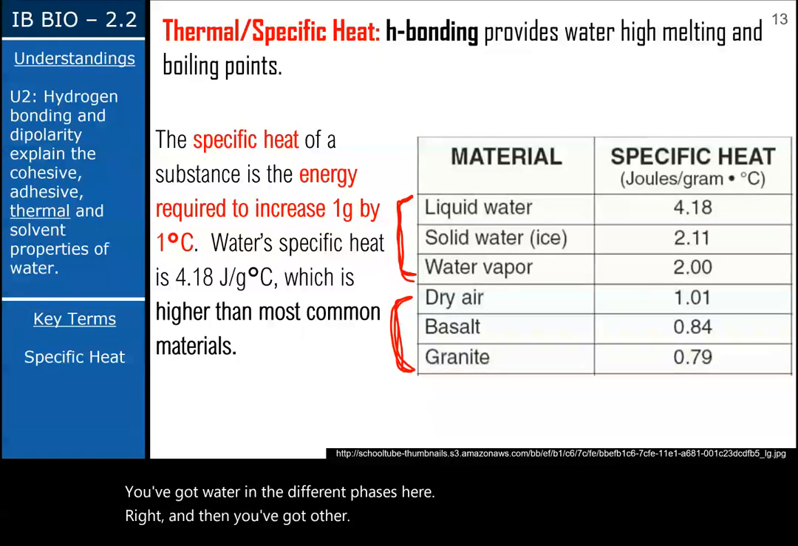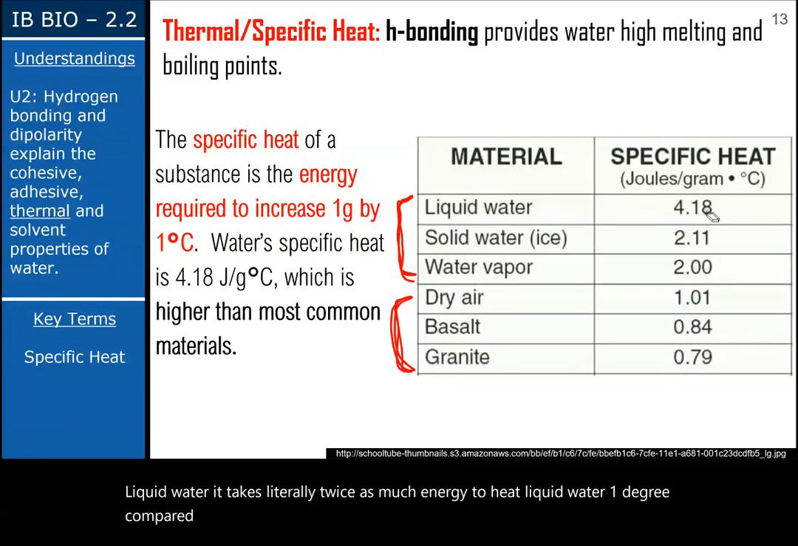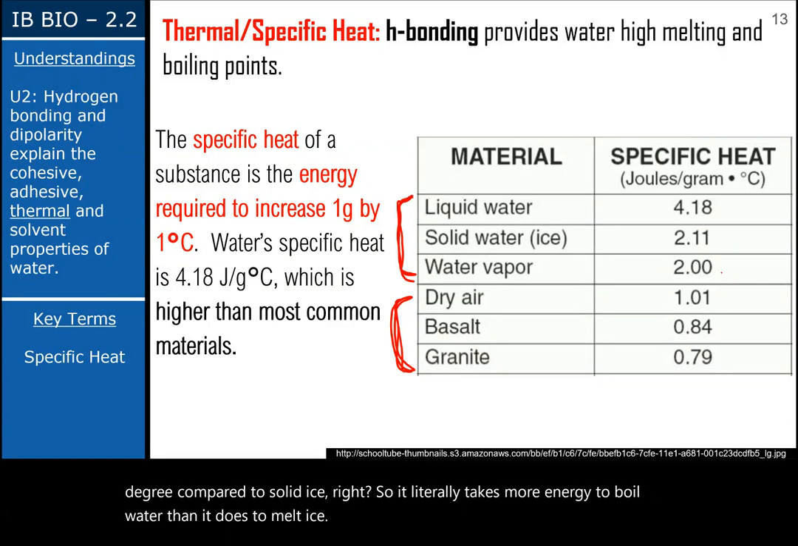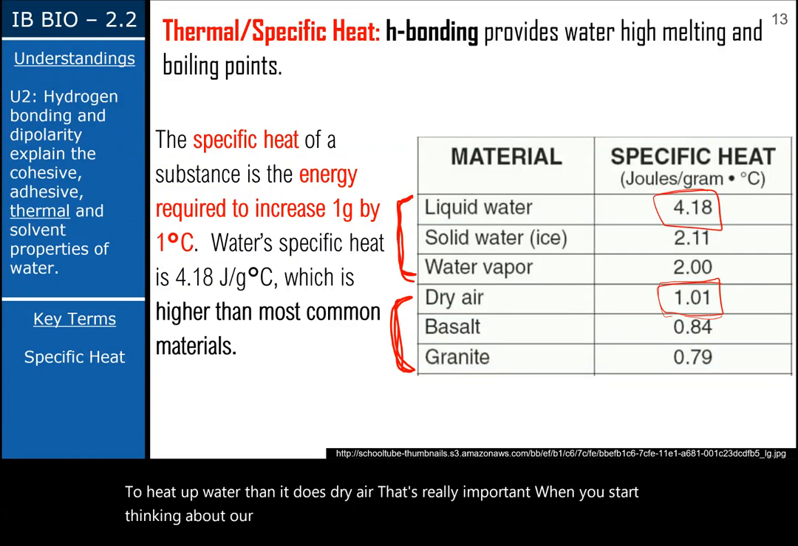materials down here. So liquid water, it takes literally twice as much energy to heat liquid water 1 degree compared to solid ice, right? So it literally takes more energy to boil water than it does to melt ice. Likewise, it takes twice as much energy to increase the temperature of water as it does water vapor. It takes a lot more energy to heat up water than it does dry air. That's really important when you start thinking about our atmosphere and thinking about our oceans in particular.